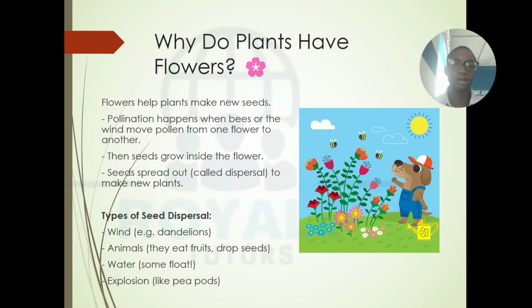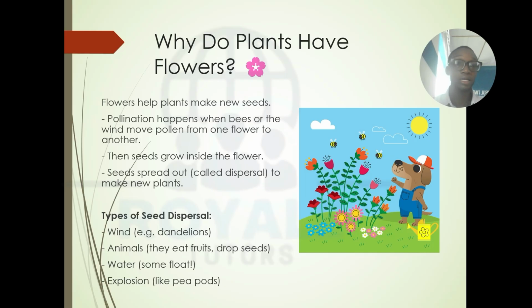Now this dispersal has three ways it can happen. It can happen by wind. Maybe you have wind blowing. It could happen by animals. Maybe you have a bird that comes to perch on a plant. And it could happen by water. Maybe there's a flood that moves the plant away, and somehow the seed goes away.